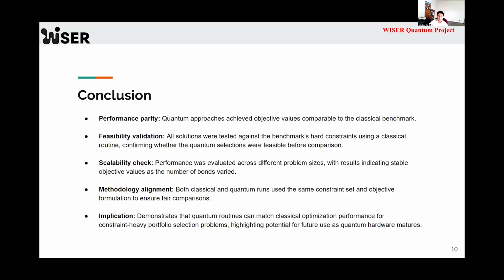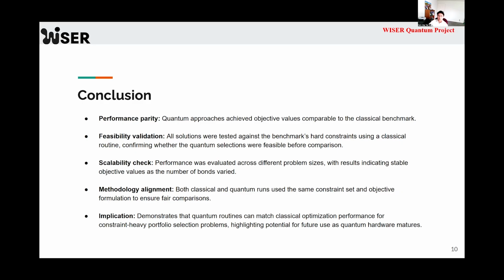In conclusion, the solution matched the classical objective value on our bond selection task. We validated feasibility by running quantum picks through the classical constraint checker. In terms of scalability, results held across different problem sizes. We applied the same constraint to quantum and classical approaches, ensuring the performance comparison is an apples-to-apples comparison.